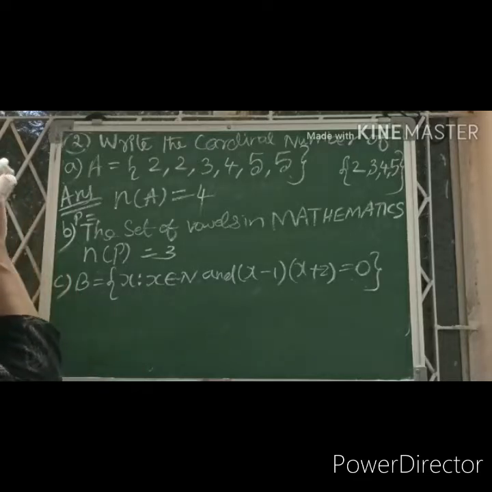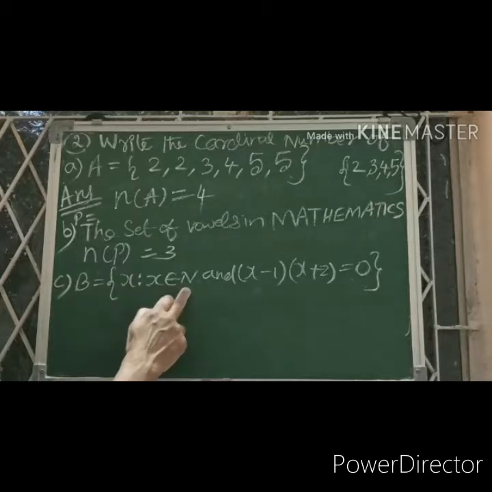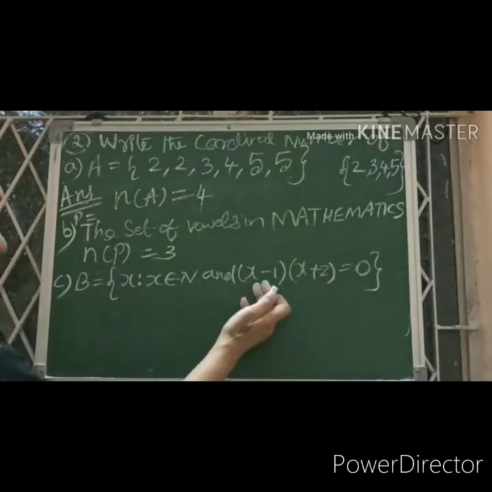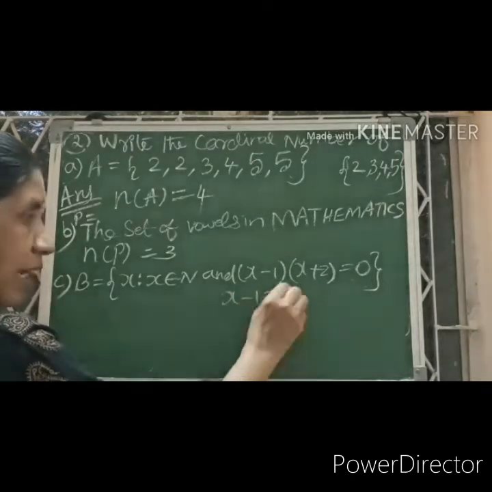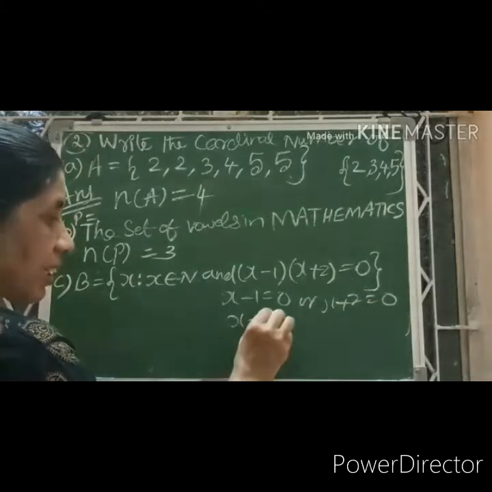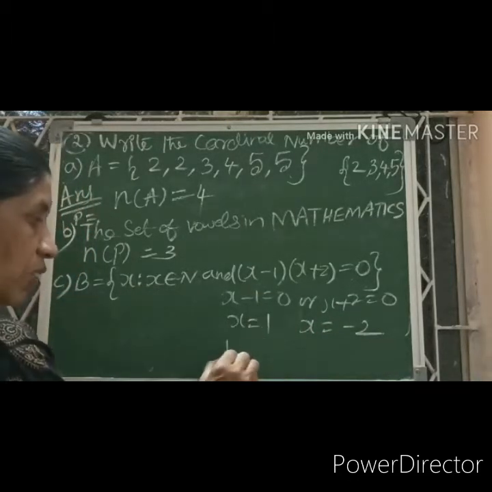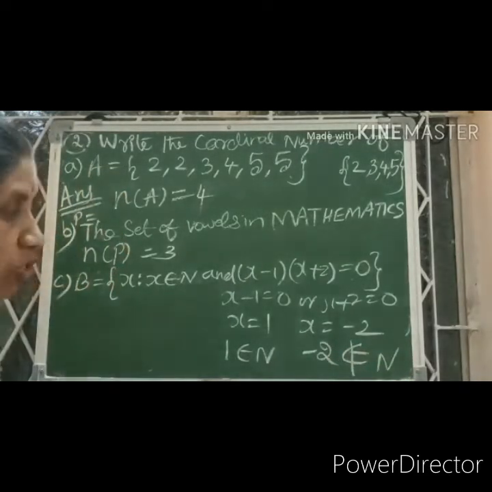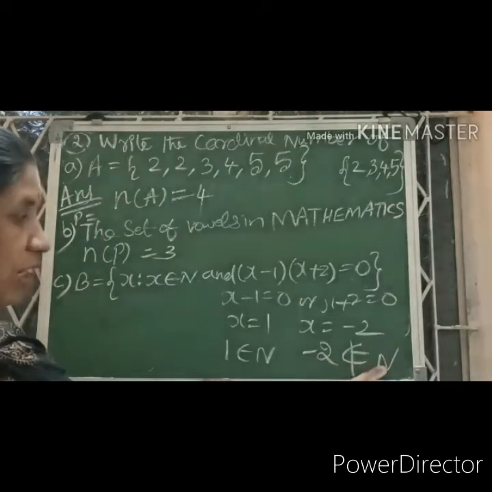Come to the last question of cardinal number. Set builder form: x such that x belongs to natural number and (x minus 1)(x plus 2) is equal to 0. It is a quadratic equation. You know the factors are given to you. How will you solve it? If you solve, either x minus 1 is equal to 0 or x plus 2 is equal to 0. x is equal to 1 and x is equal to minus 2. This 1 belongs to natural number, whereas this minus 2 does not belong to natural number, because natural number starts from 1 onwards.